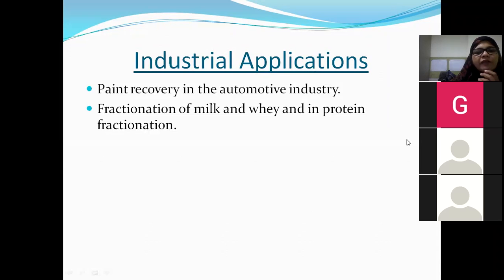Then fractionation of milk and whey and in protein fractionation, जहाँ आपका dairy industry में जहाँ पे छाछ अलग किया जाता है and your butter is removed, so there fractionation of milk and whey, जहाँ पे दूध और छाछ वो सब अलग किया जाता है from protein, so that industry we can use this ultrafiltration. Then removal of colloids, जैसे आपने देखा शुगर सॉल्यूशन पास हो रहा है, सॉल्ट सॉल्यूशन पास हो रहा है, so these salts are smaller molecules, colloids, जो आपका easily dissolve हो जाता है पानी में, so that can be removed with the help of this ultrafiltration process.